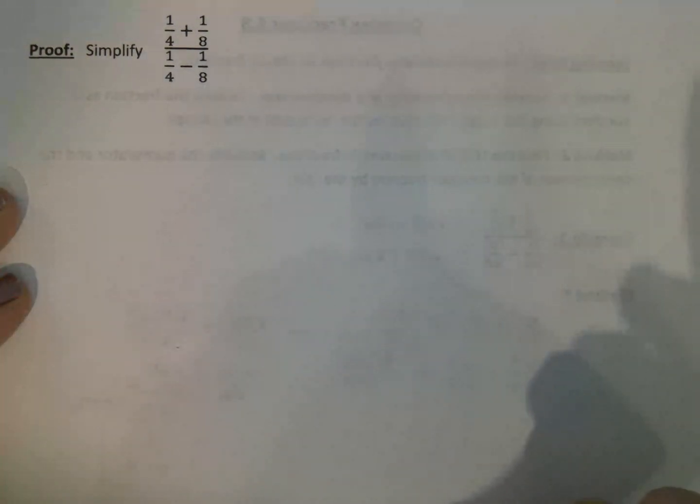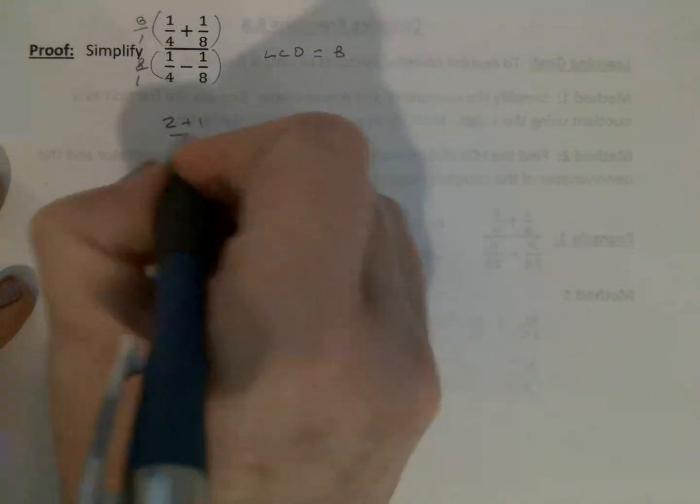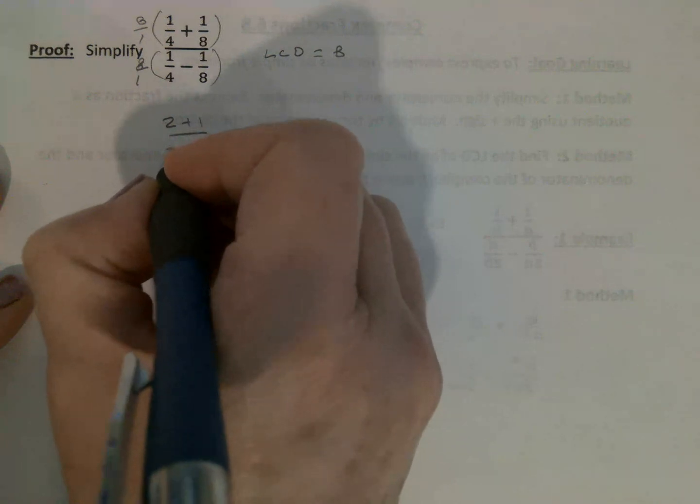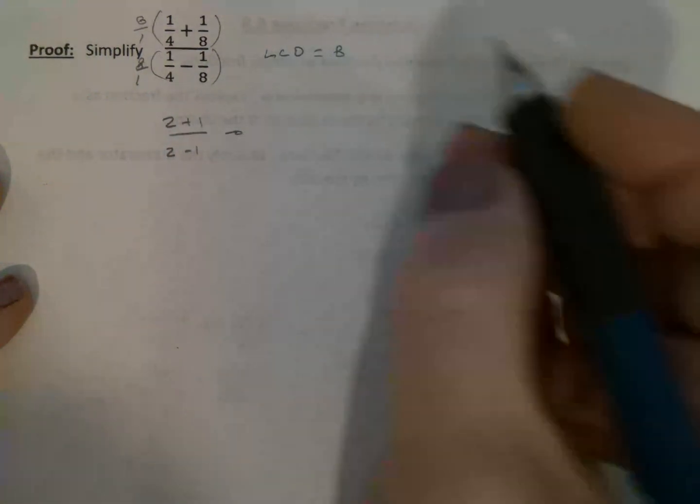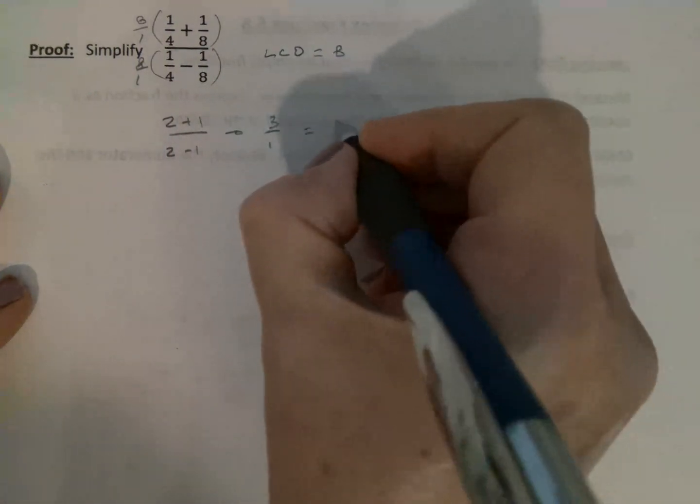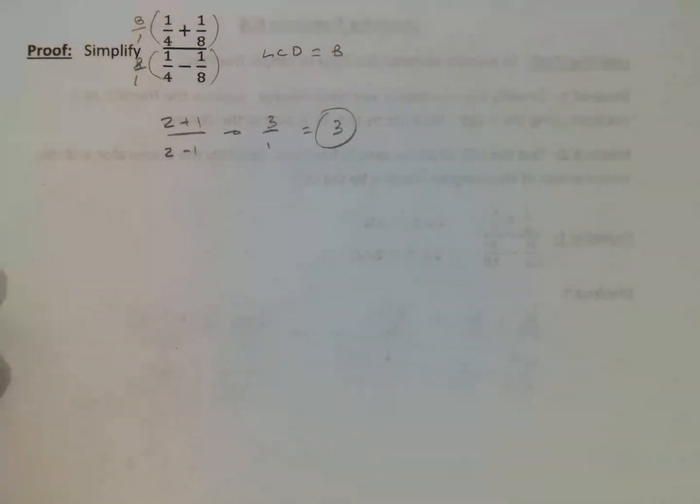All right, so let's look at this example here. Now here, my denominators are all pretty much the same, so I'm going to use the second method. So my LCD would be 8. So I'm going to multiply this times 8 over 1 and this times 8 over 1. And I'm going to end up with 2 plus 1 over 2 minus 1. Well, this is tough, which gives me 3 over 1. So that was pretty easy.